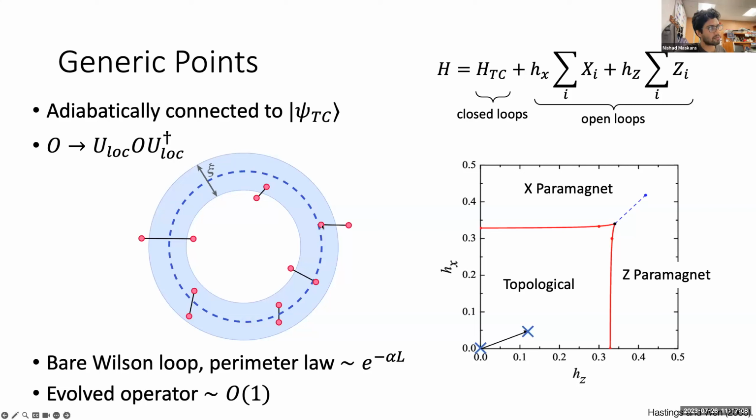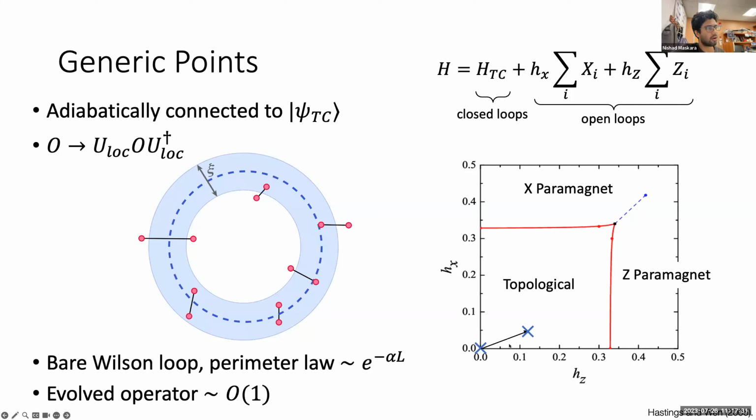And because the number of places where it could intersect with these short range open strings grows with the perimeter of the loop, we in general expect that these bare Wilson loop operators within the topological phase will decay with some perimeter law type behavior, e to the minus alpha L, where L depends on the perimeter of the loop.